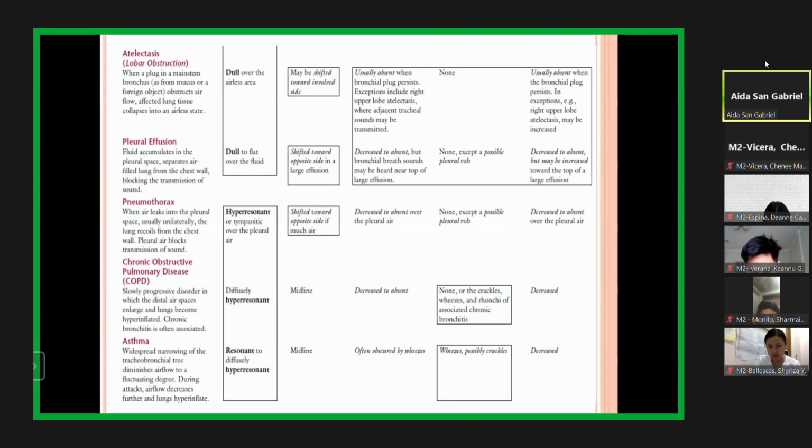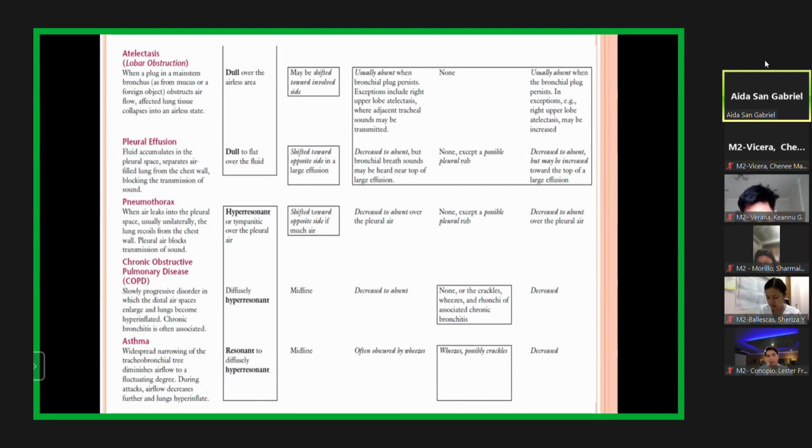Pleural effusion, dull on percussion. The trachea now, in contrast to atelectasis, is shifted towards the normal side. It is pushed towards the normal side. Decreased to absent breath sounds, but bronchial breath sounds may be heard near the top of the large effusion. Your fremitus is decreased to absent.